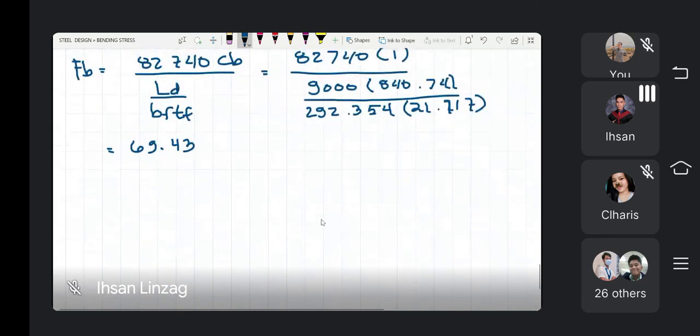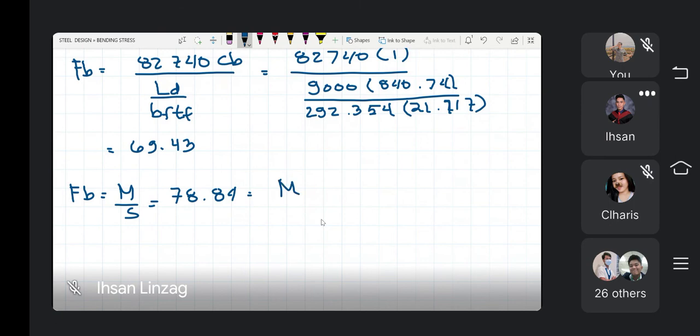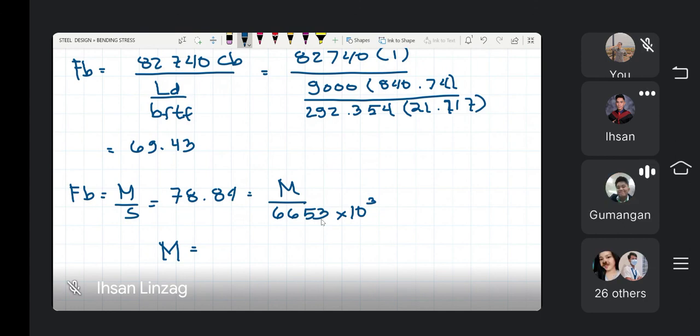So, kukunin natin si value of FB. Ang FB natin is equal to M over S, which is 78.84. Ang ating M, yan yung unknown, which is the resisting moment. At S natin is 6653 times 10 raised to 3. So, what is our resisting moment, guys?